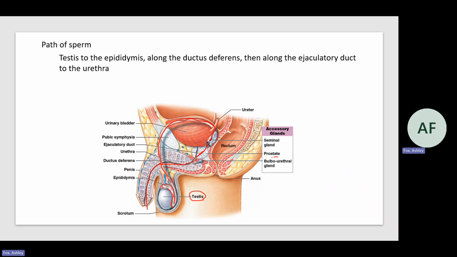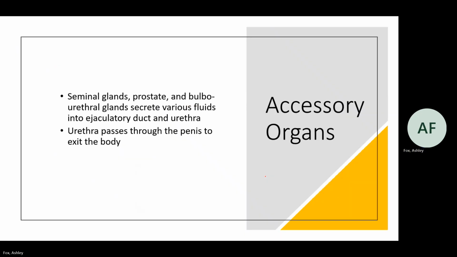So we're going to talk about all of these, but that's the path of sperm. And talk about the accessory glands. They're just adding fluid to sperm to make semen, so helping sperm make their travels and survive. So seminal glands, the prostate, and the bulbourethral glands are going to secrete fluids into, again, the ejaculatory duct or the urethra, and it's going to combine with sperm to make semen. So the urethra, again, is going to go through the penis and exit the body. It is for the urinary tract, but it's also for the reproductive tract in males, not in females.